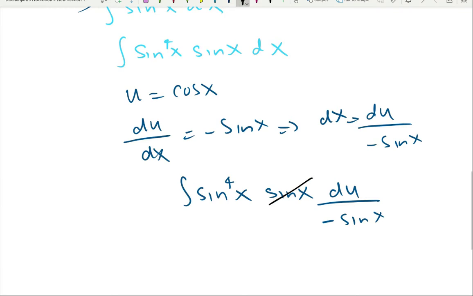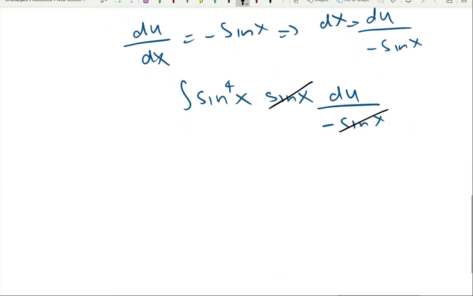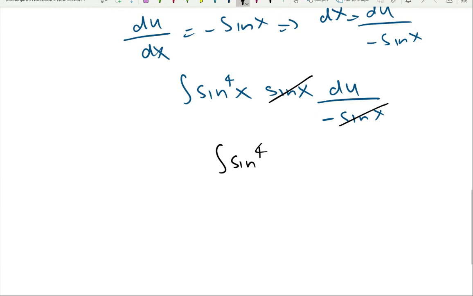So if you did it right, you will cancel out that sine x, and then we are left with sine to the 4 and du. I know we don't have u here except here because of course we didn't have cosine in the function, but it's okay. Now we want to write sine to the 4 in terms of u.